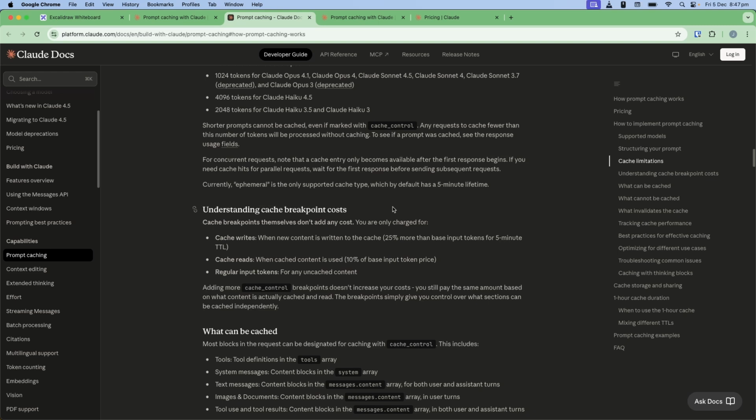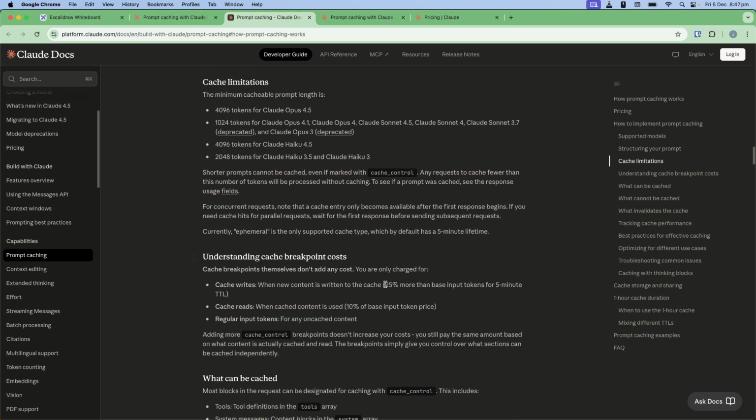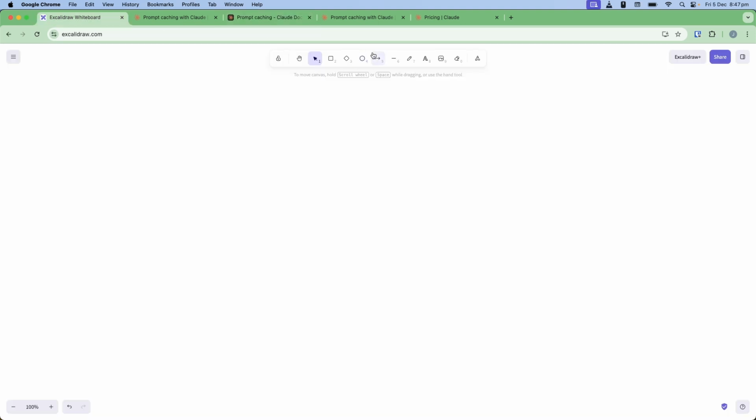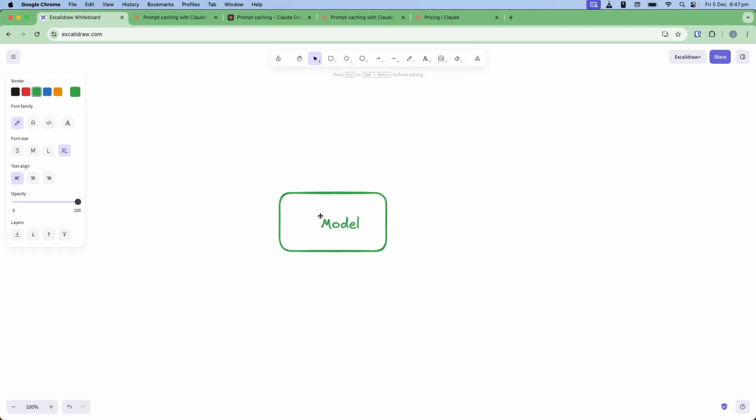There's only one catch to this, which is that it is 25% more expensive to do the initial cache filling. This is basically how the Anthropic caching works under the hood. First, Anthropic's got their model here. They've also got a weight cache.